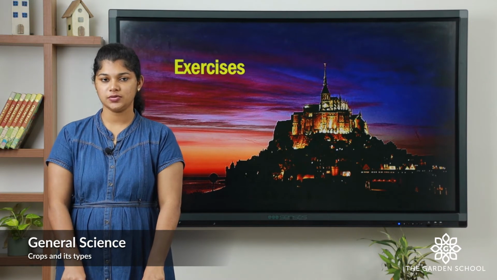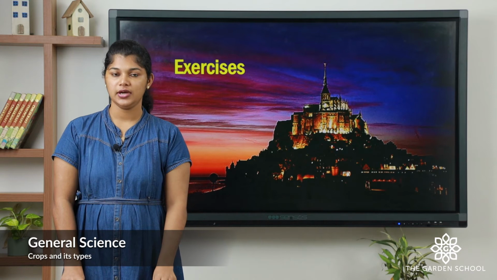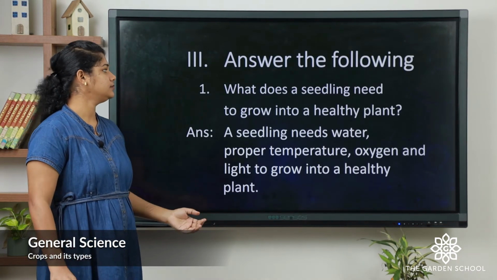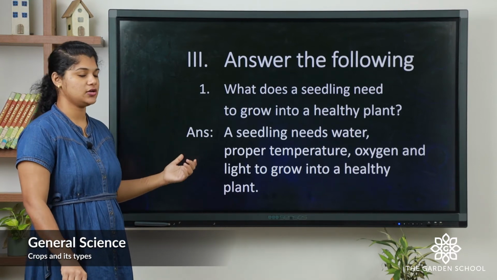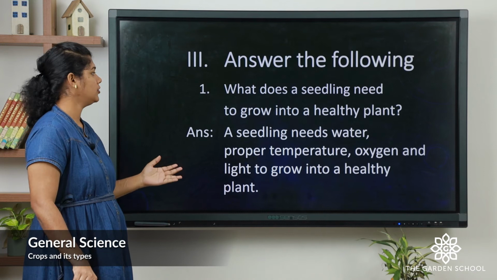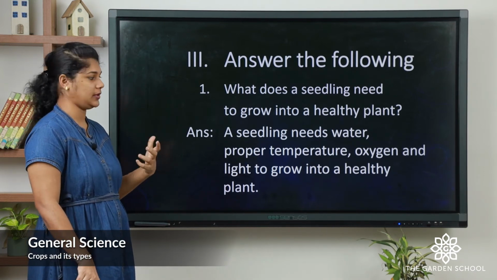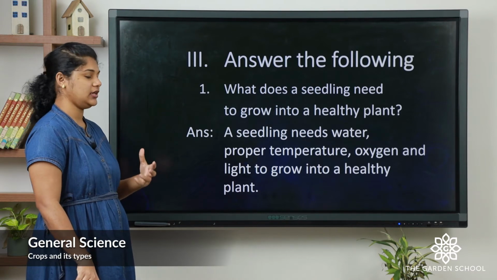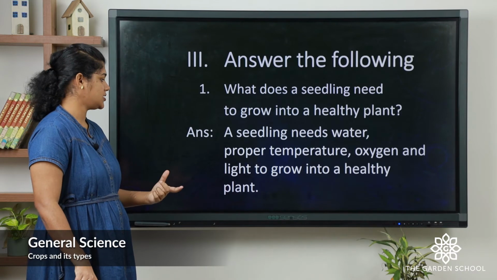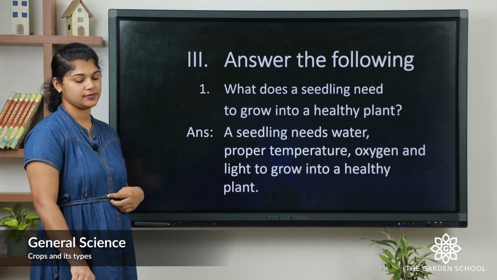Let us move on to the third Roman letter, that is answer the following questions in one sentence. You can see here, you can copy that in your science notebook with the proper date. The first one, what does a seedling need to grow into a healthy plant? A seedling needs water, proper temperature, oxygen and light to grow into a healthy plant.